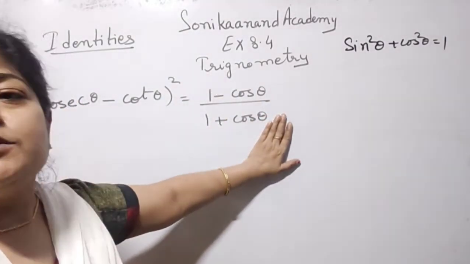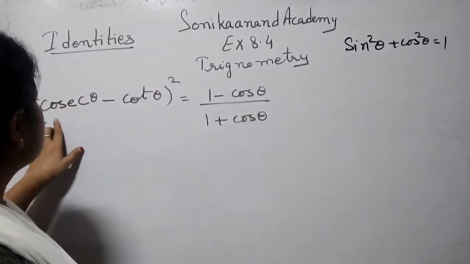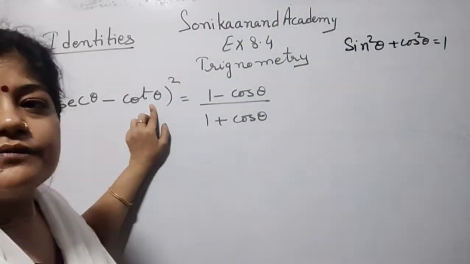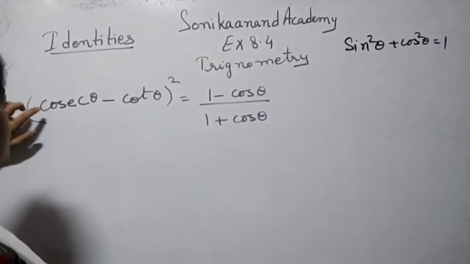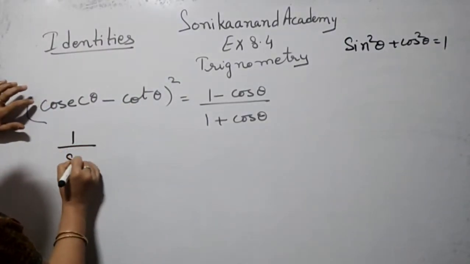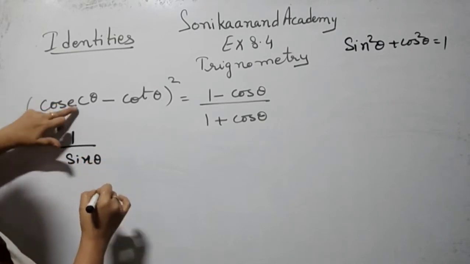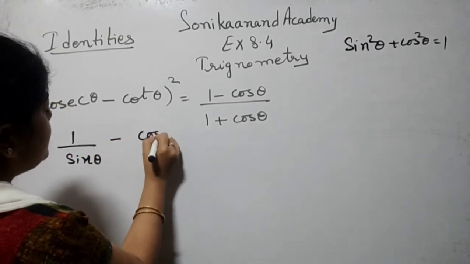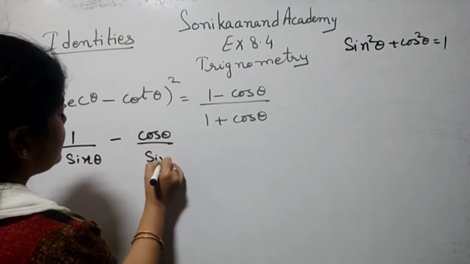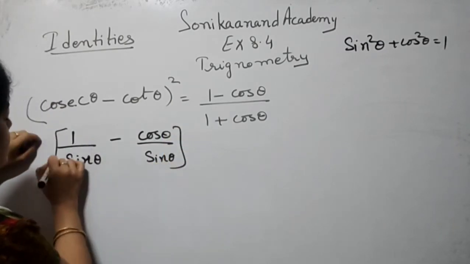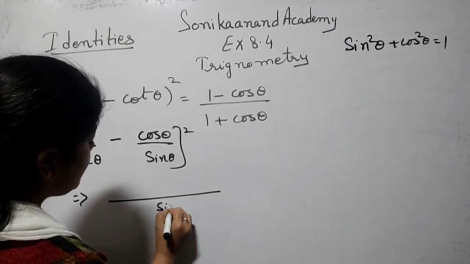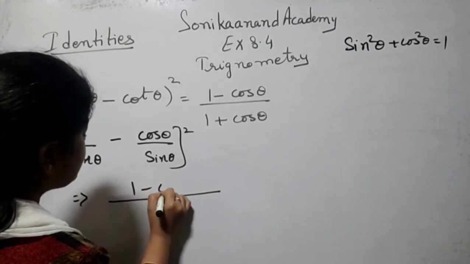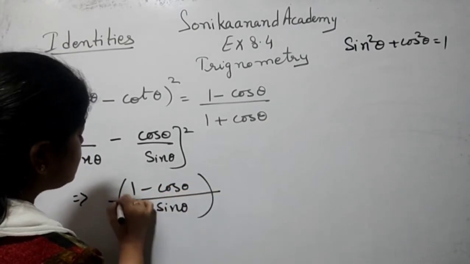Okay, so now we can start from this side and we have to prove that it is equal to 1 minus cos theta over 1 plus cos theta. Now our question is cosec theta minus cot theta, whole square. We just convert it into the form of cos theta and sin theta. So cosec theta is 1 over sin theta, the inverse of sin theta, and here we have cos theta over sin theta. And this is whole square. So what we have: sin theta common and 1 minus cos theta, which is whole square.